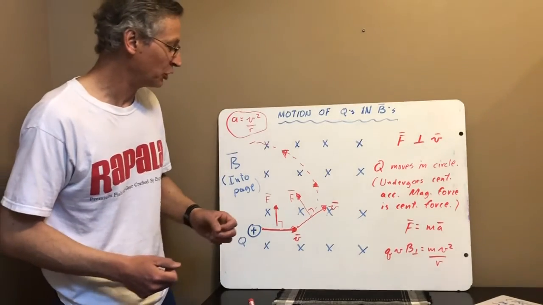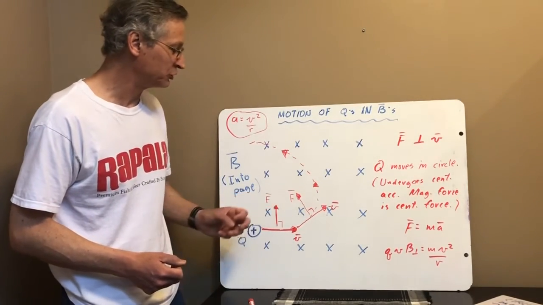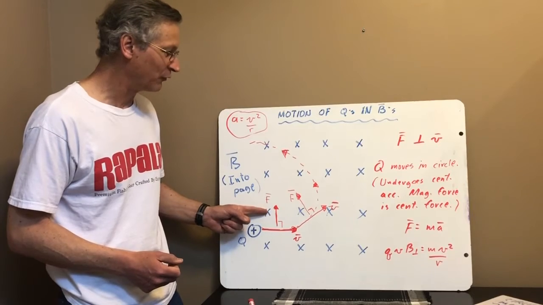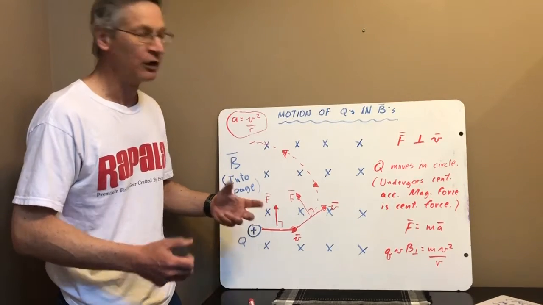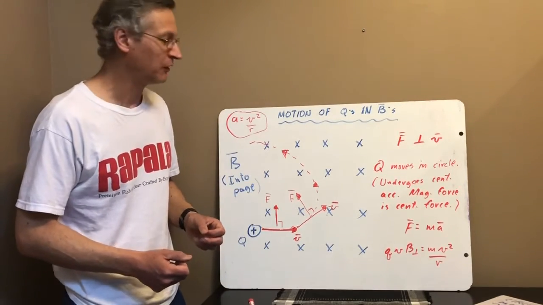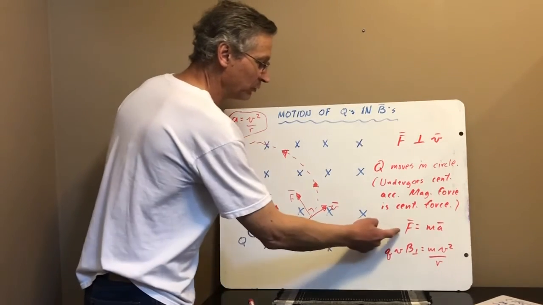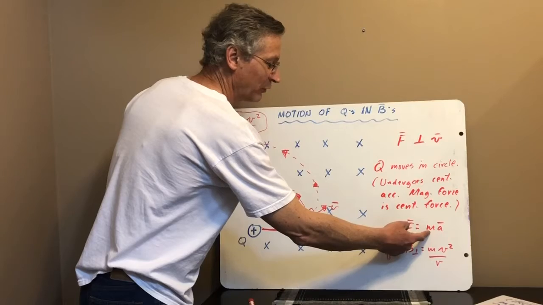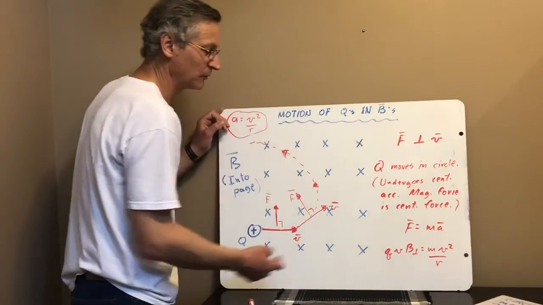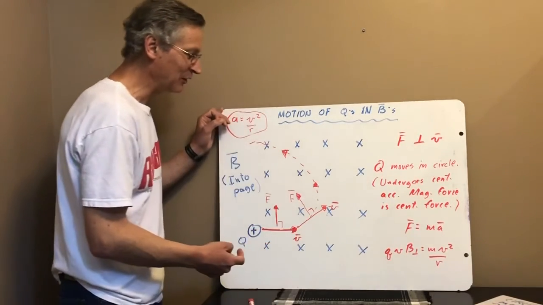Regardless, the charge is moving in a circle. It's undergoing centripetal acceleration. The magnetic force is a centripetal force. So mathematically, what can we say about all this? Well, we can say the force is equal to the mass of the charge times the acceleration. The force is the magnetic force.